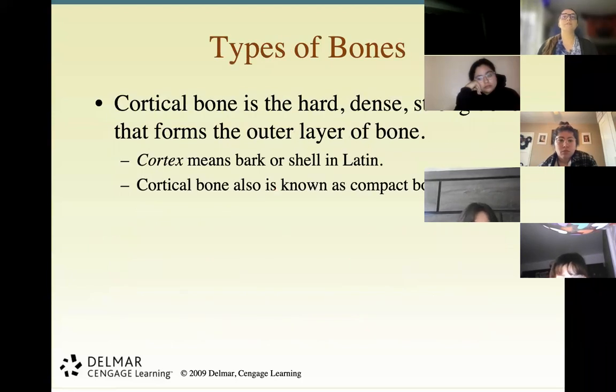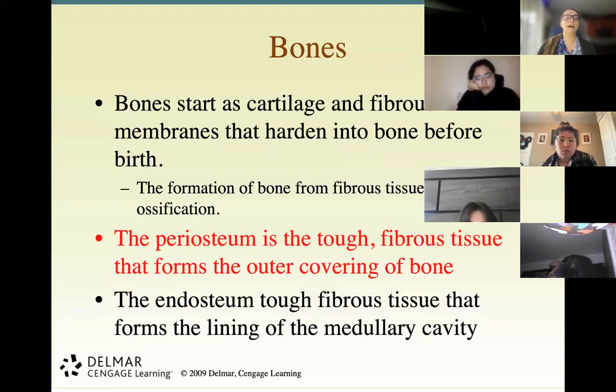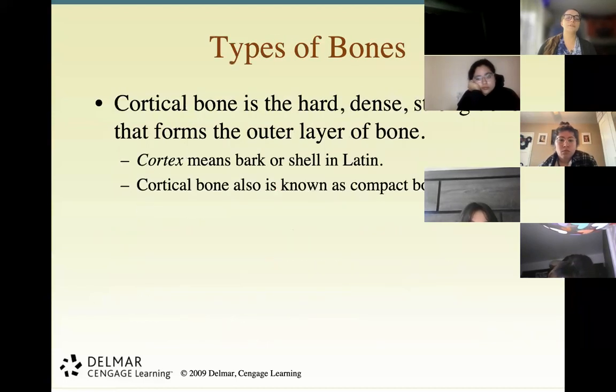So I'm going to break down the different types of bones. Cortical bone is the hard, dense, strong bone that forms the outer layer of the bone. Again, we see a few different types: periosteum, endosteum, cortical, and depending on what bone we're talking about will depend on what that hard layer is classified as. Think of cortical, think of cortex, which means bark or actually shell in Latin. That's how we pull that term.